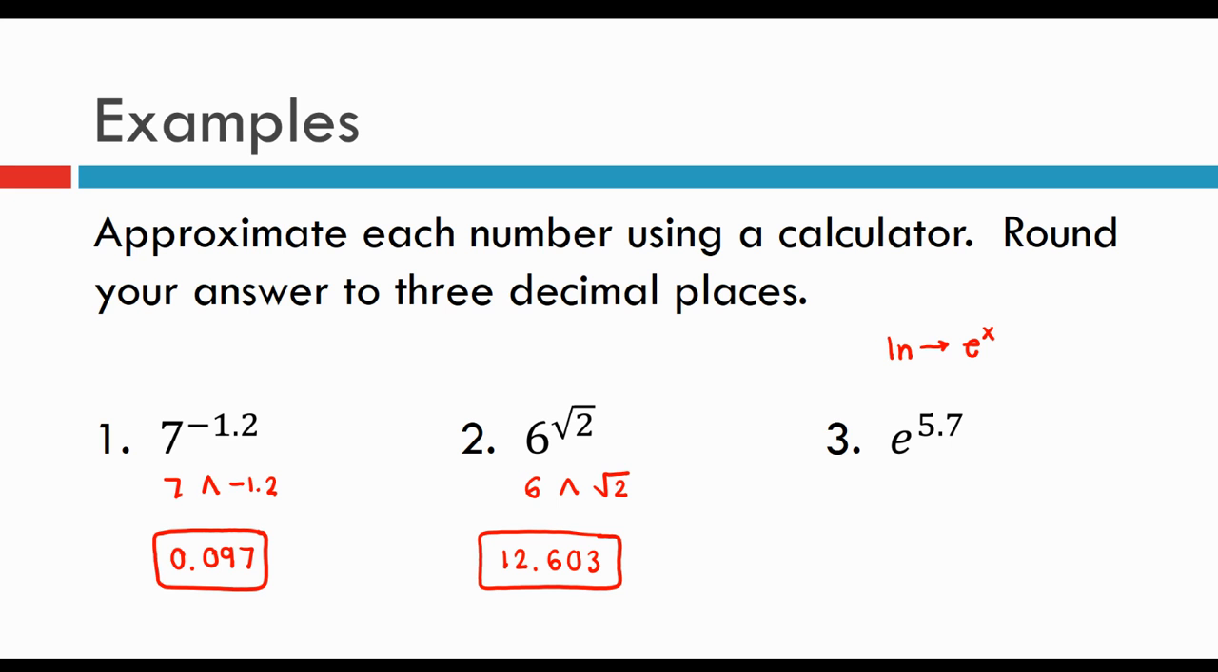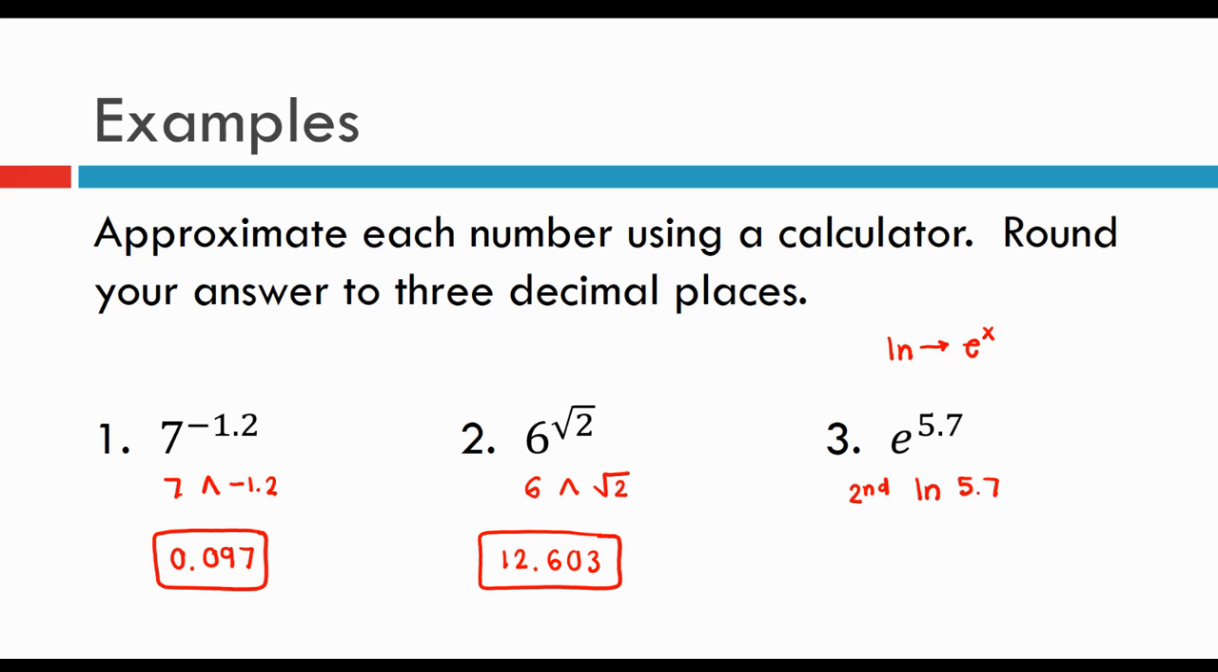So what you're going to have to do is first hit the second button, then you'll hit ln, because that will then take you to the base of e. And then right away, your calculator should have it in an exponent form where you can now just type the exponent. So then you can just type 5.7. So once again, if you're unsure of where that E button is, please reach out to me and I can show you on Zoom or something along those lines.